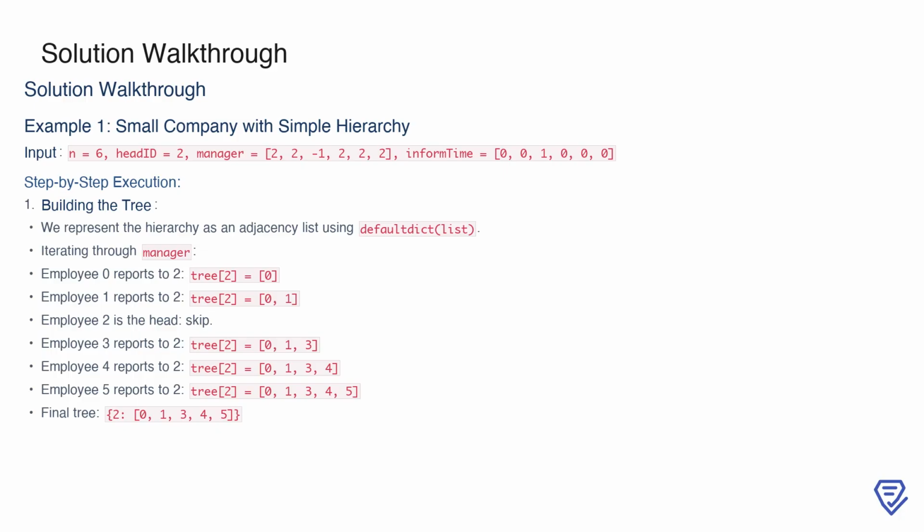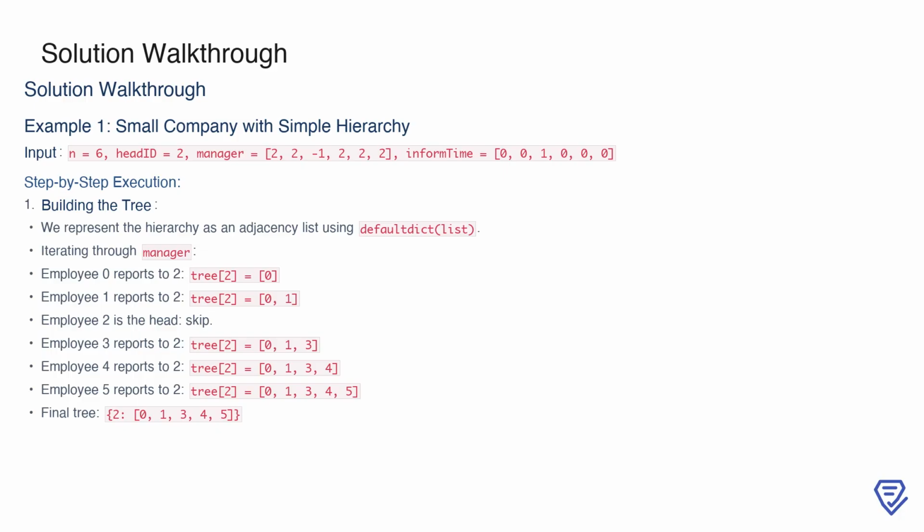To represent this hierarchy, we construct a tree structure using an adjacency list. Starting with an empty dictionary, we iterate through the manager array and add each employee to the list of their respective manager. Employee 2, being the head with no manager, is skipped. By the end of this process, we have a tree where node 2 has all other employees as its direct subordinates. This adjacency list will serve as the foundation for our BFS traversal to calculate the time needed to inform all employees.